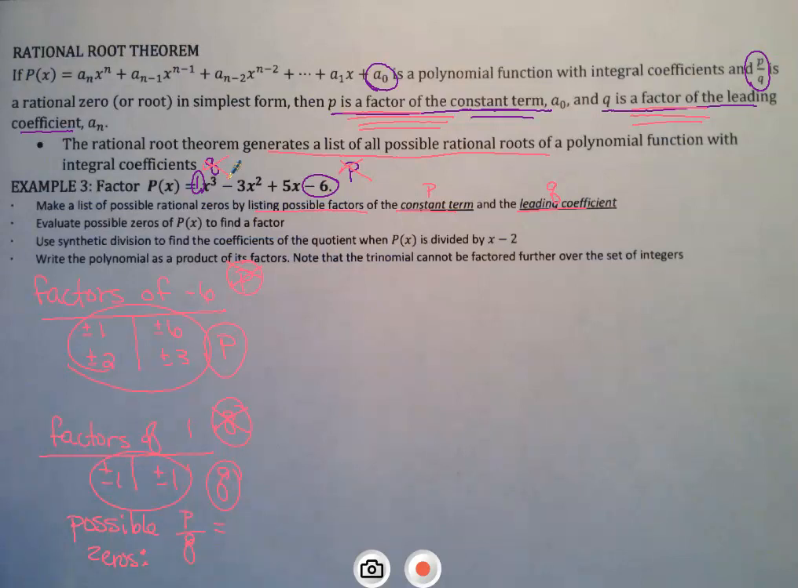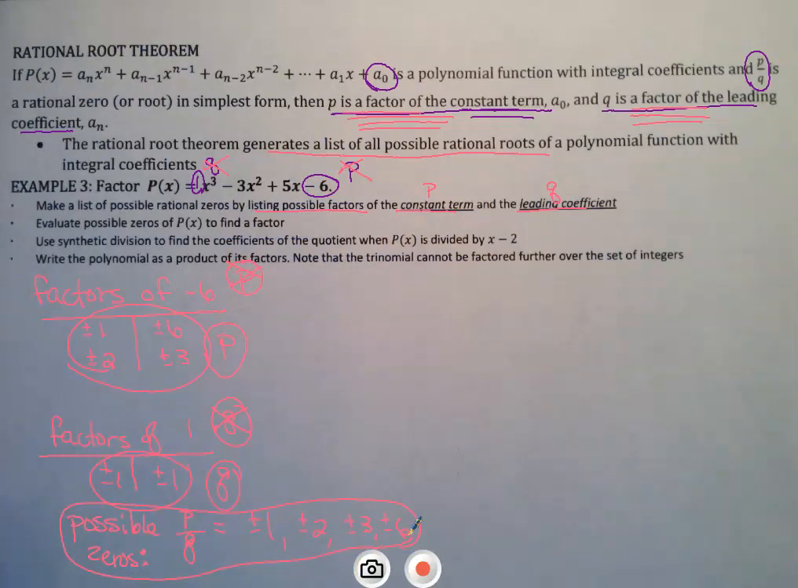Okay, so in that case, we do have to take each of these P's and divide it by the Q. And this one's nice because there's only one Q. So 1 divided by 1 is? Right, so it's positive or negative 1. 2 divided by 1 is? It's just going to be all the P's in this case. You got it. So these are the possible zeros.